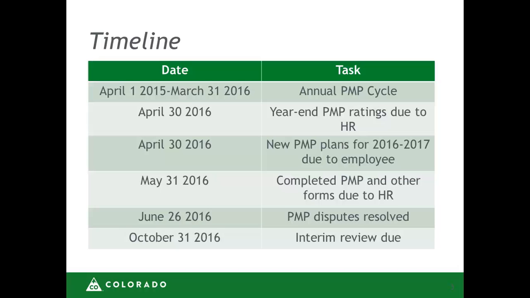Also due by April 30th are PMP plans for next year's cycle. So just as an aside, the new PMP plans for the 2016-2017 cycle do not need to be sent to HR. They simply reside in the supervisor file until closeout next year. The actual PMP forms and other forms are due to be scanned to HR by May 31st. PMP disputes need to be resolved by June 26th. The interim review is due October 31st.